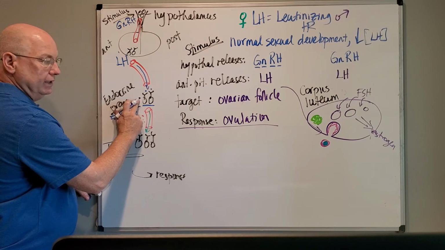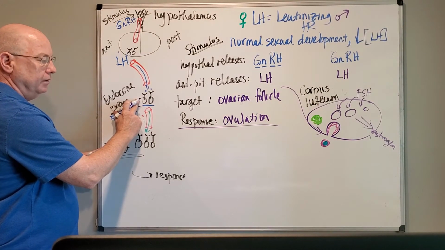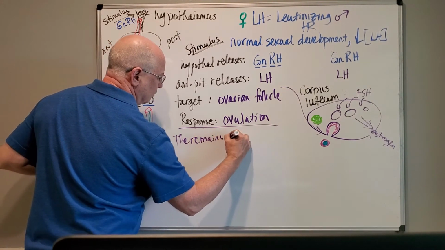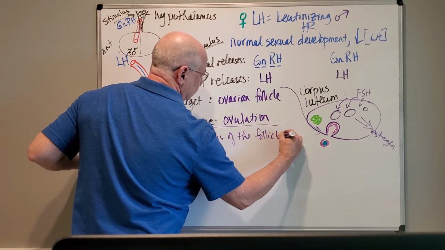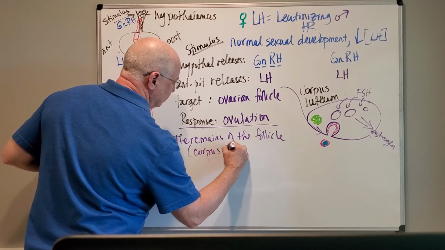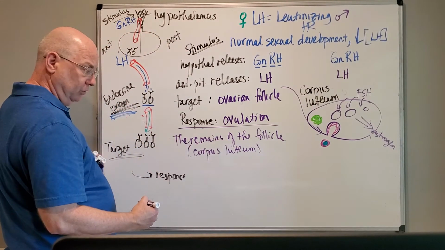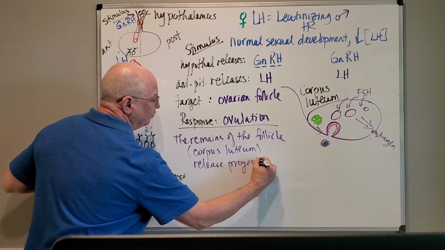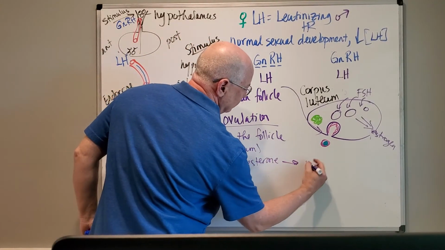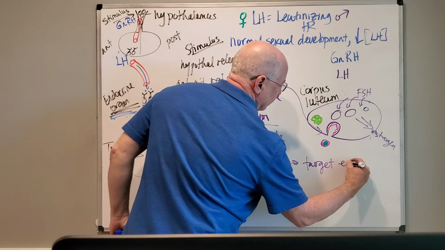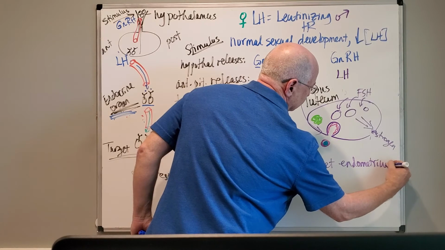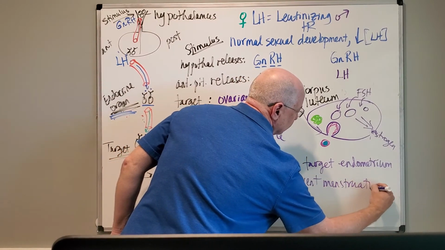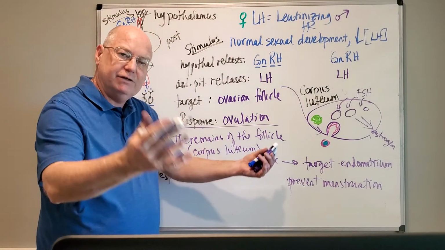Now I'm going to have the ovarian follicle ovulate, but the remains of the follicle, again called the corpus luteum, hence the term luteinizing hormone, will release or secrete progesterone. Progesterone in a female will target the endometrium. And what it will do is it will prevent menstruation. Menstruation would be the breaking off and the loss of that blood lining.